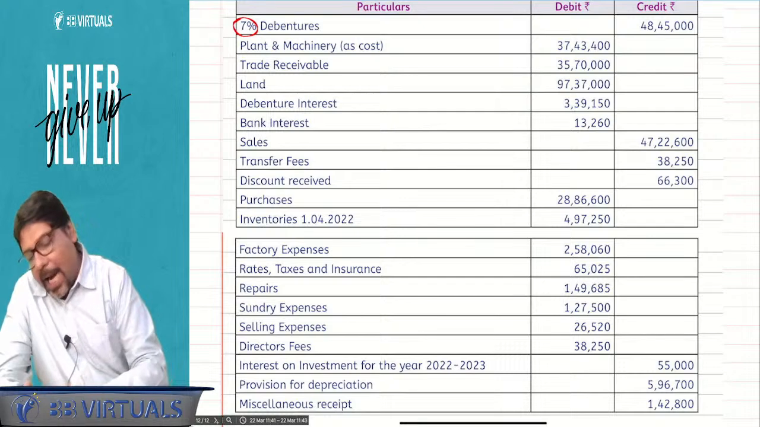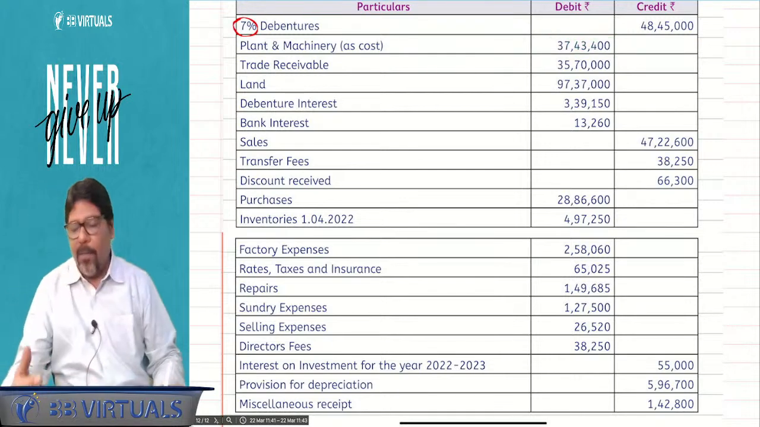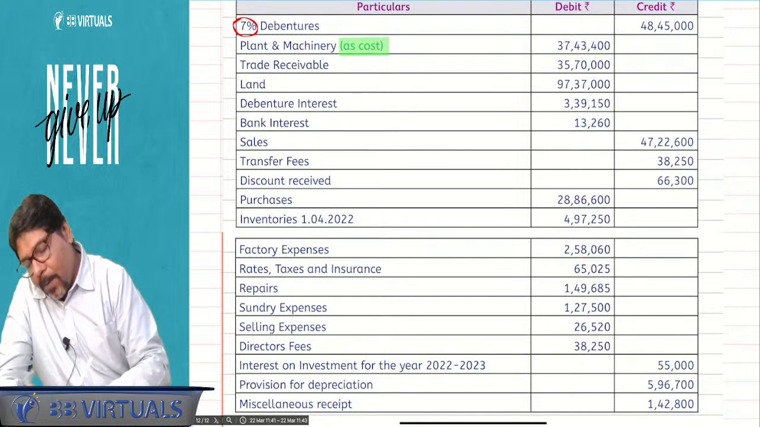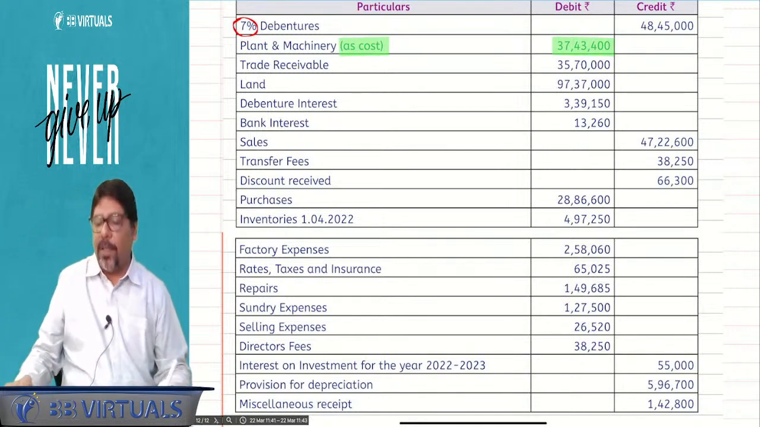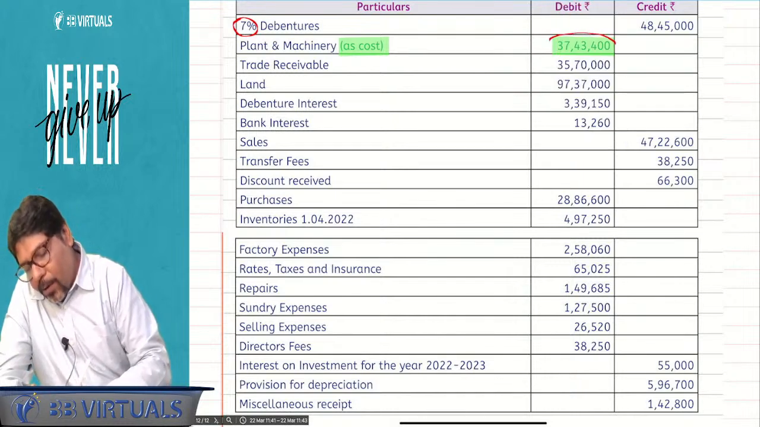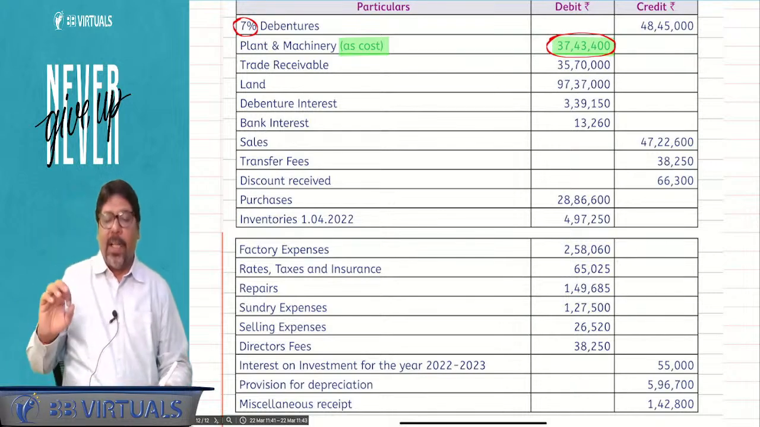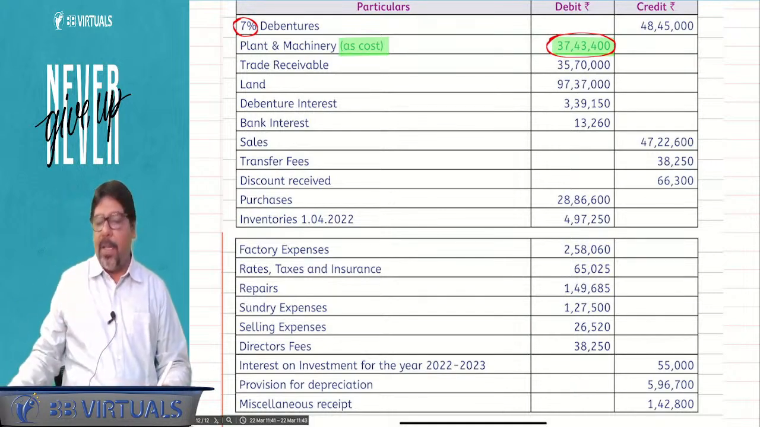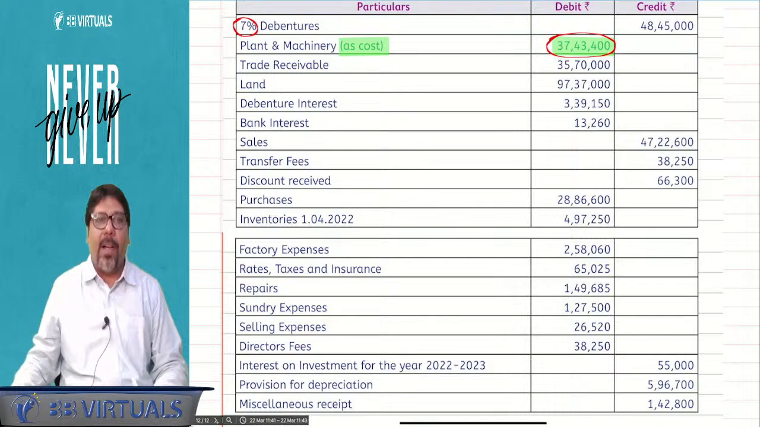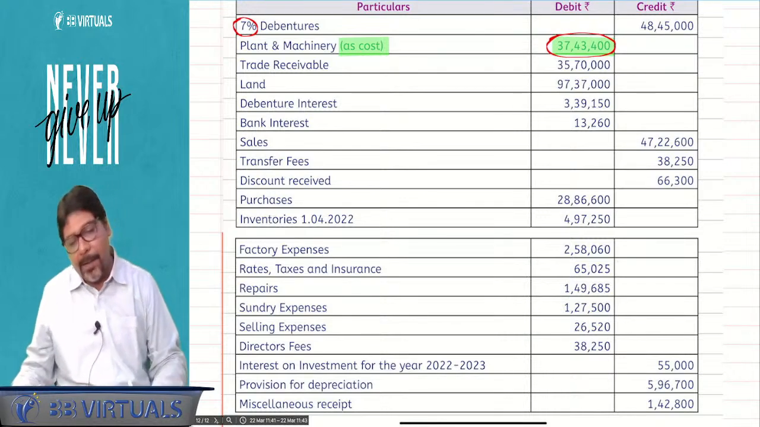Plant and machinery at cost. And what is the cost? 37,43,400. That is the cost of plant and machinery. Correct? Trade receivables. So will plant and machinery come in P&L? No. Trade receivables means debtors, and debtors will come in the balance sheet. It will not come in the P&L account. Yes or no? Yes, sir.